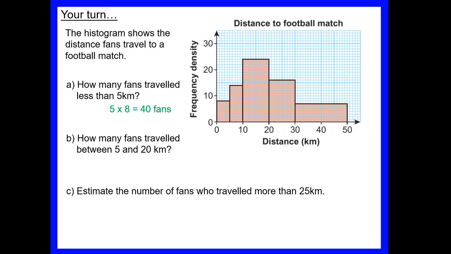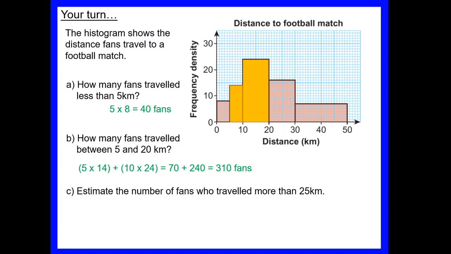How many travelled between 5 and 20 kilometres? So the bars between 5 and 20 are those 2. So we're going to find the area of both of them and add them together. So our first bar was 70, our second bar was 240. That gives us 310 fans.